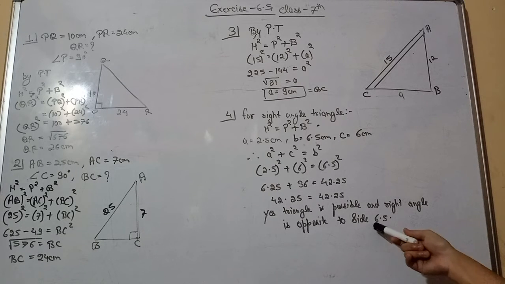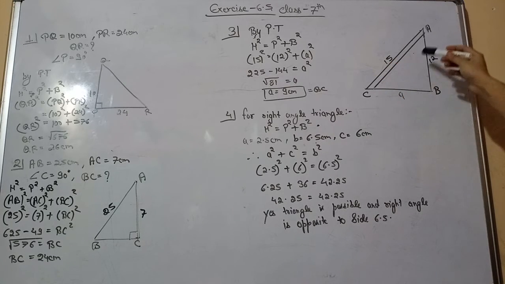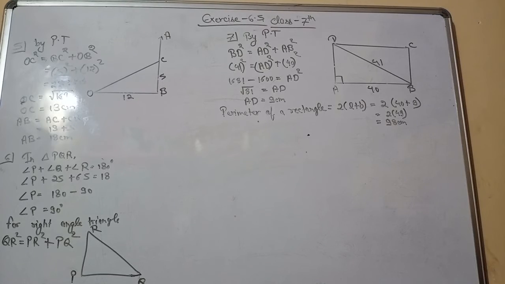Why? Because the right angle is always just opposite to the longest side. See, this is the longest side, so here we have our right angle. Okay, so this is our question number 4. So students, let us move towards our question number 5.